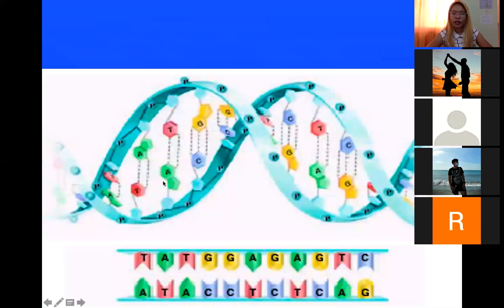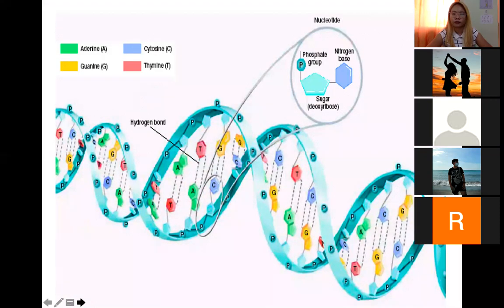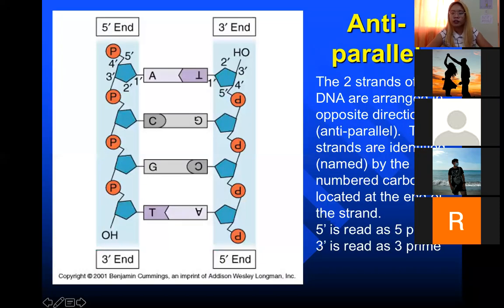Okay? So ito na yung ating DNA. So magka-partner is adenine and thymine. Pag thymine dito, automatic adenine sa kabila. The same rule applies to guanine and cytosine. Okay? And we also discussed this last week, the idea of antiparallel strands.